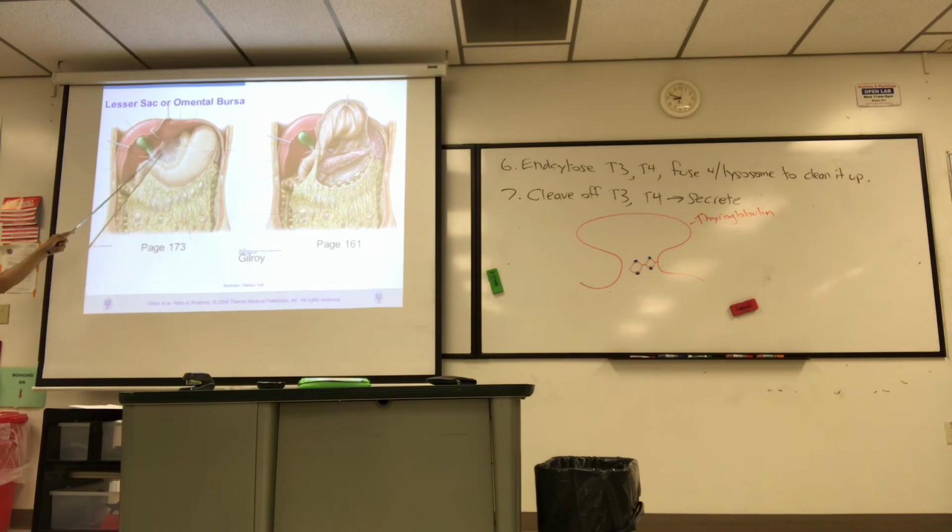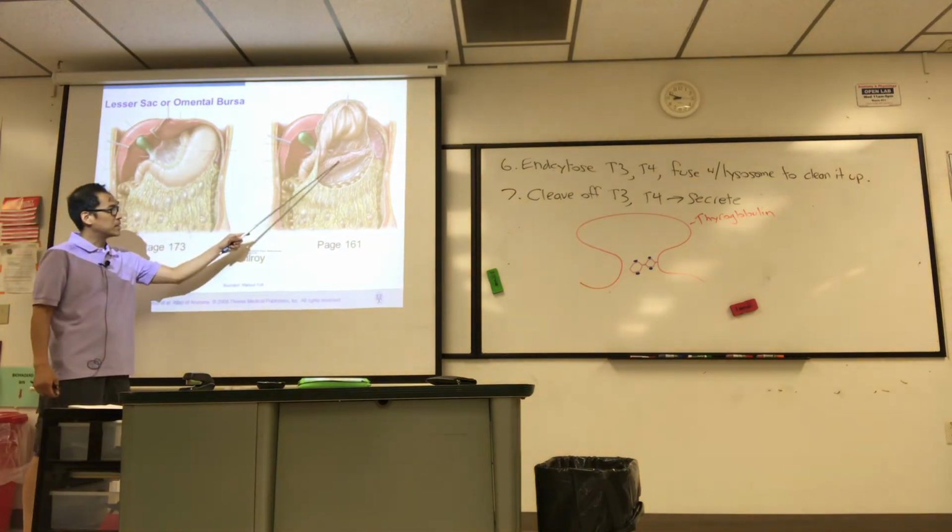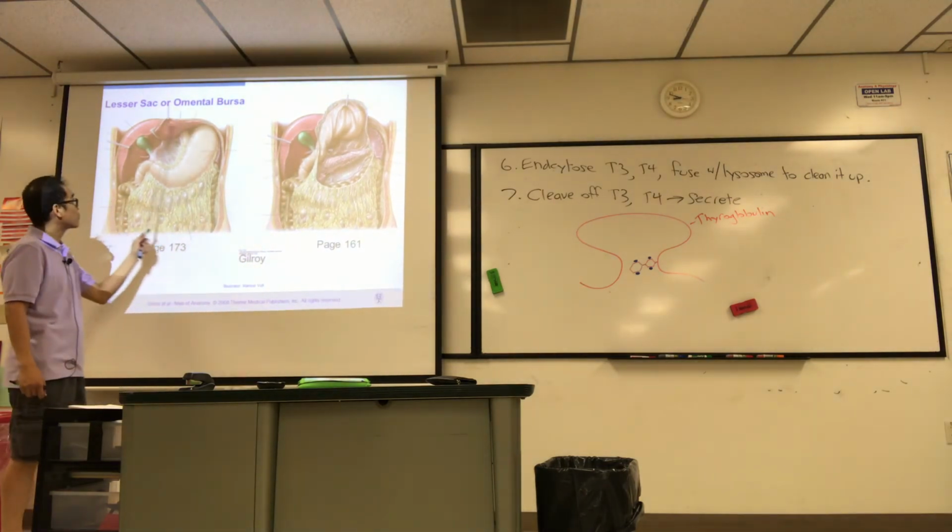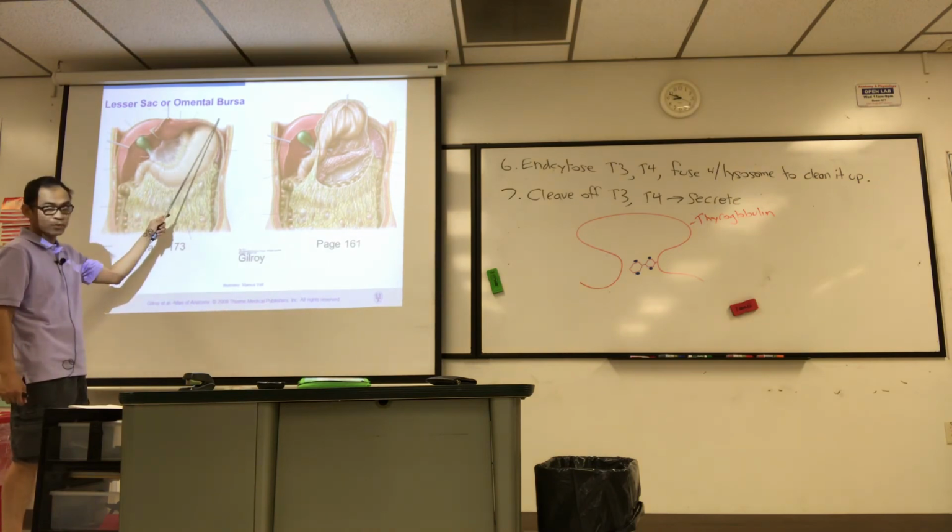So the mesentery that's attached to the lesser curvature is the lesser omentum. This is the greater curvature, and this big fat apron is the greater omentum. You cut along that edge, you're able to reflect it back and see the stomach. And the space behind there is referred to as the lesser sac or omental bursa.